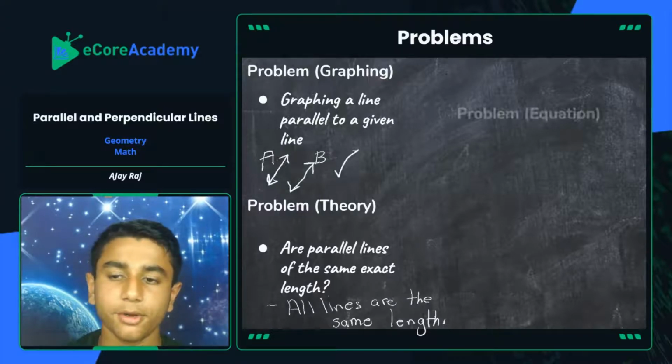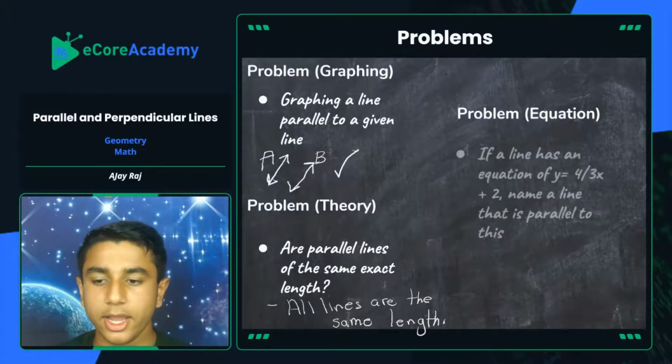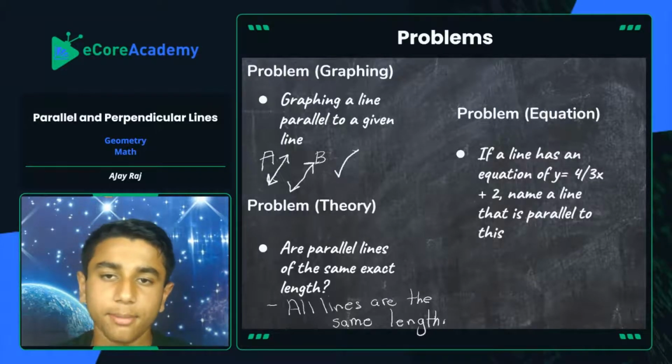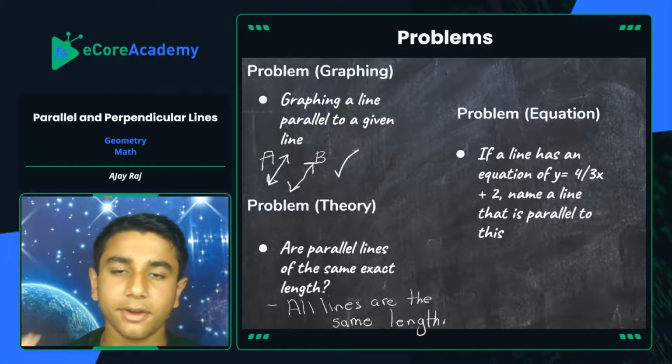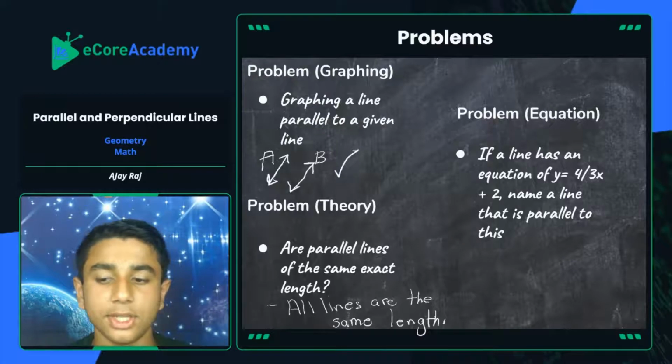And finally, we're going to go through a problem which involves an equation. And this is a calculation problem, your typical math problem. I know it looks wordy, but let's break it down. It's actually very, very simple, like I said before, and we have to refer to the fact that parallel lines have the same exact slope.